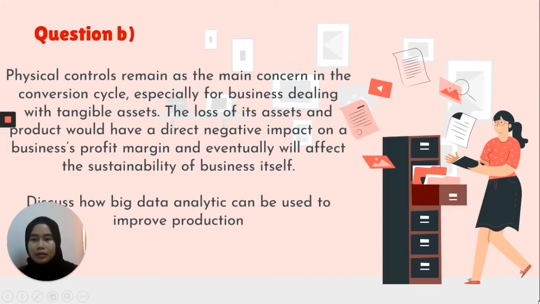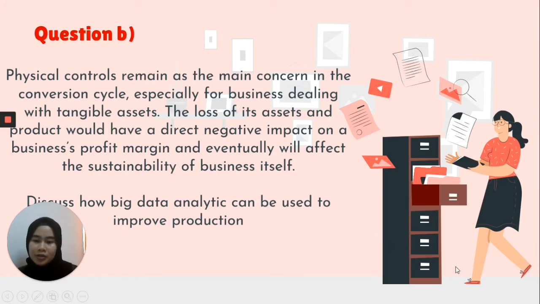Okay, next, we'll move on to question B. Physical control remains the main concern in the conversion cycle, especially for businesses dealing with tangible assets. The loss of assets and products would have a direct negative impact on a business's profit margin and eventually affect the sustainability of the business itself. So discuss how big data analytics can be used to improve production.